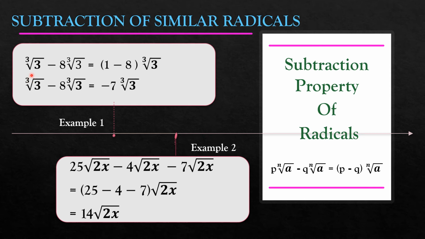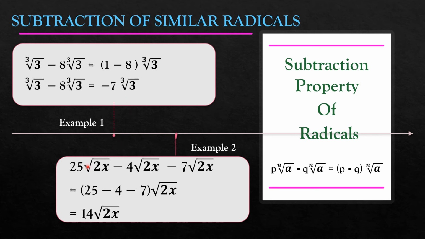For example 1, we have cube root of 3 minus 8 cube root of 3. So, the common radical is cube root of 3. And then, subtract the coefficients. Since there is nothing written here, or you don't see anything, automatically, that is 1. And then, this 8. So, 1 minus 8 is negative 7, since 1 is less than 8. And then, copy the common radical, which is cube root of 3. So, cube root of 3 minus 8 cube root of 3 is equal to negative 7 cube root of 3.